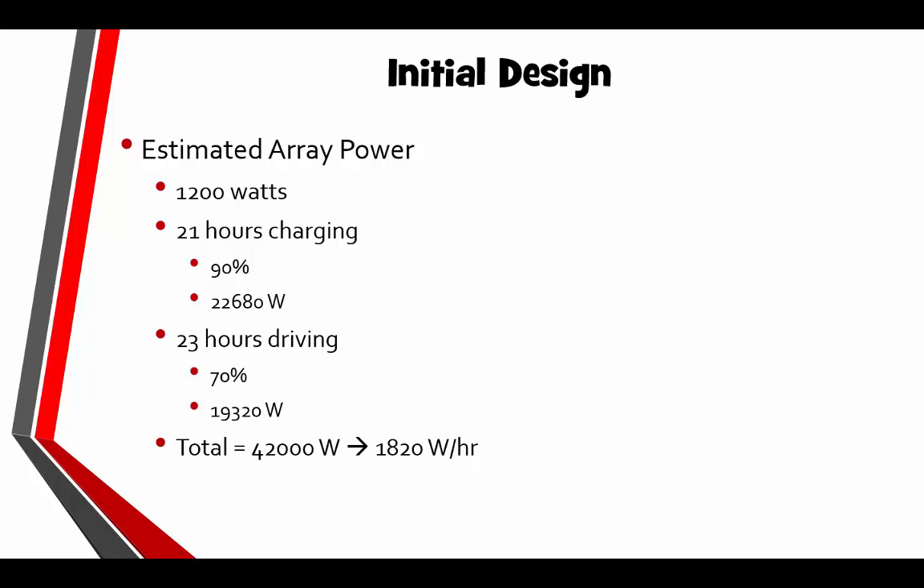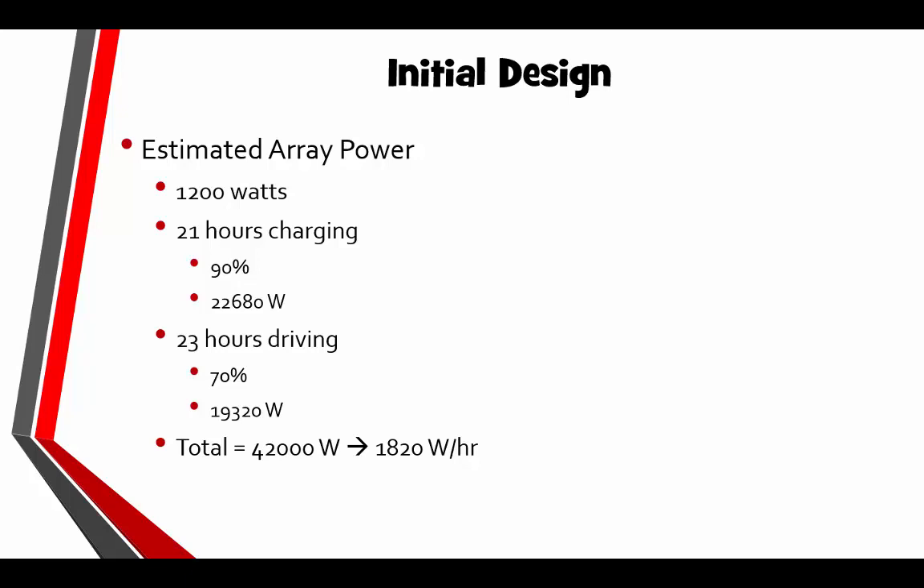While the car's driving, on the other hand, it's not in a perfect alignment. It's out there, it's moving around, clouds, you can't avoid things. So we say that it's 70%. And there's 23 hours of racing, actually. It's 9 to noon every day, and then 2 to 5 on the first 3 days, and then 2 to 4 on the last day. So it's 23 hours of driving. That gives you 19,320 watts.